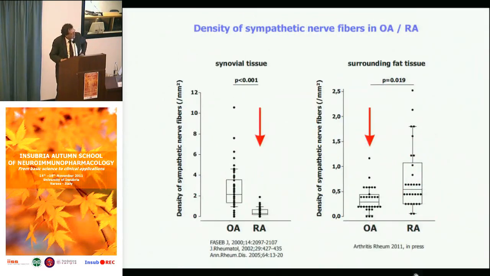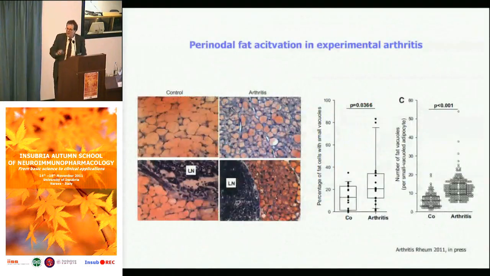Again, in the rheumatoid arthritis patients, I mentioned that in the synovial tissue, the nerve fibers are low. This is a repetition. But in the surrounding fat tissue, the sympathetic nerve fiber density is higher in rheumatoid arthritis as compared to osteoarthritis patients. So not only in the animal, but also in the human disease, you have higher numbers of sympathetic nerve fibers.